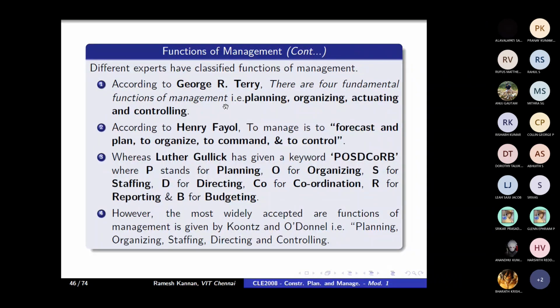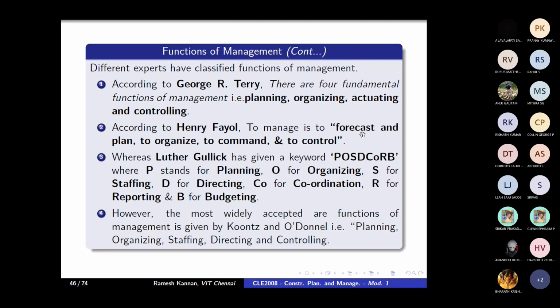Terry has put forth. And Henri Fayol, who is considered the father of modern management, a French mining engineer and management theoretician, also put forth that to manage is to forecast and to plan, to organize, to command, and to control. So he gave five fundamental functions of management: forecast, plan, organize, command, and control. Commanding here is also known as directing or actuating. Whereas plan, organize, and control were already given by George Terry.